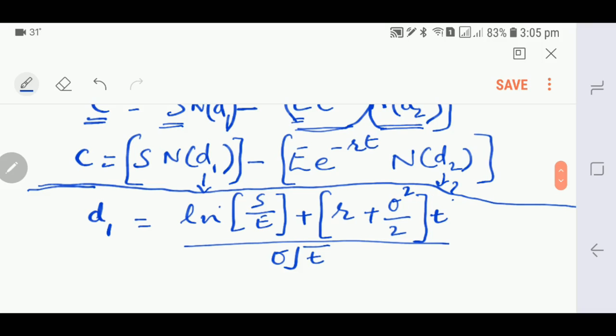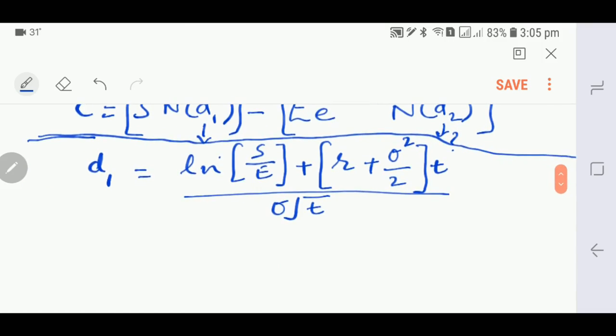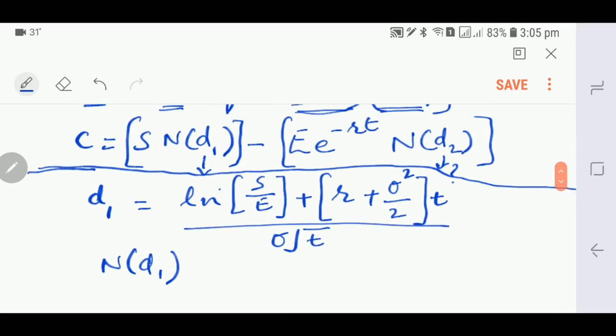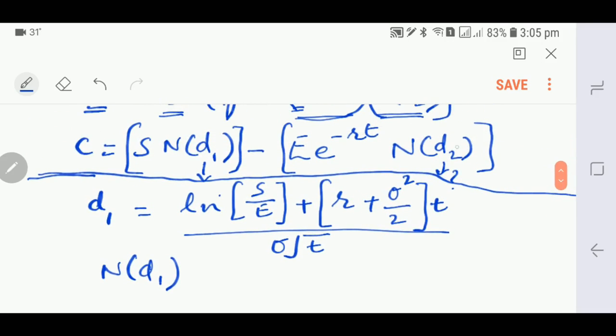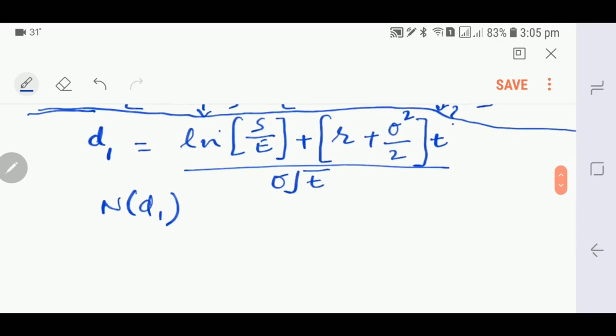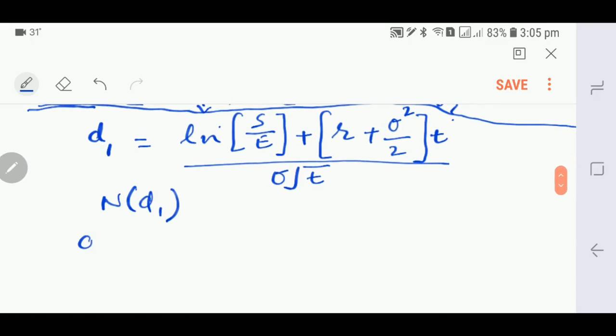Right, so this is the formula for D1, and once we know what is D1, we can always go ahead to the cumulative normal distribution table and find out the n value for D1, which will give us the probability of lying below D1. And the next item then, you remember, is n of D2. So for that we need to figure out what is D2. The computation of D2, fortunately, is simpler.